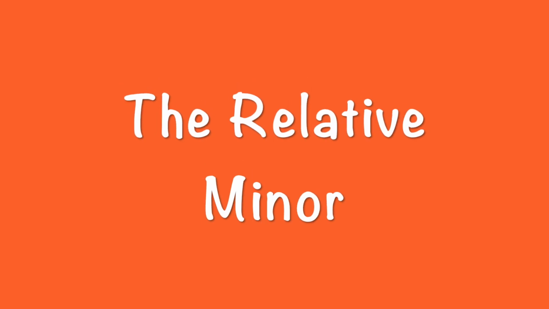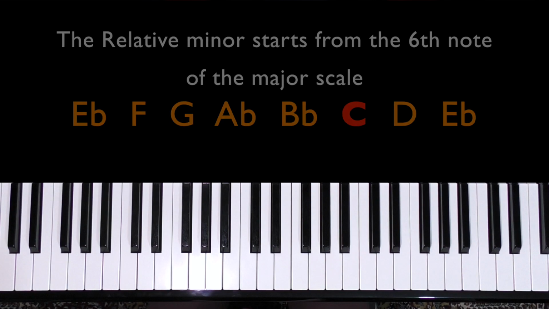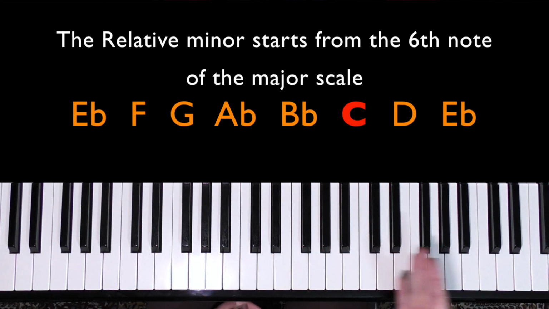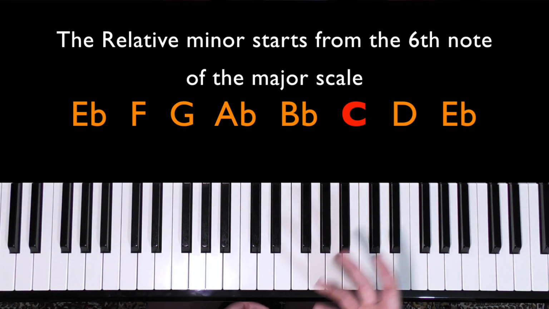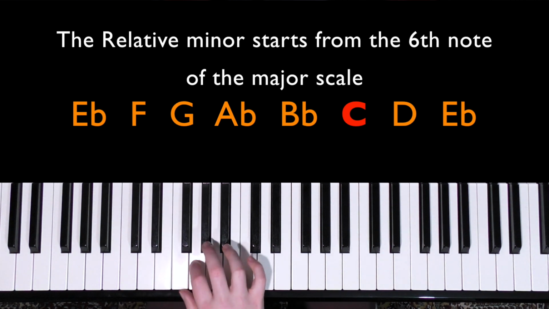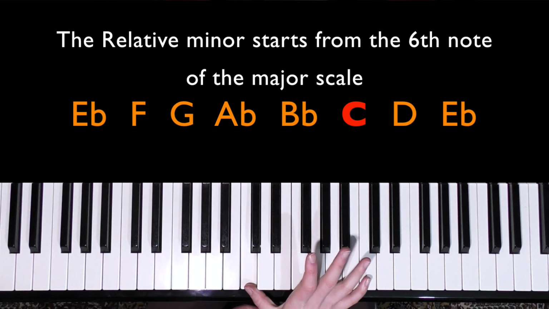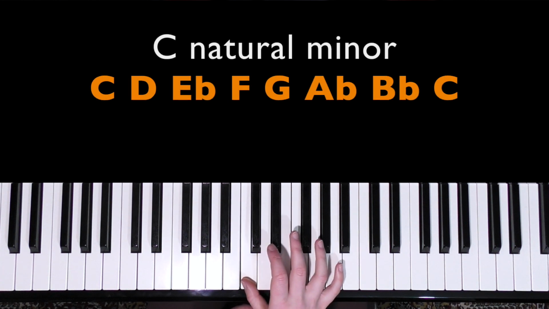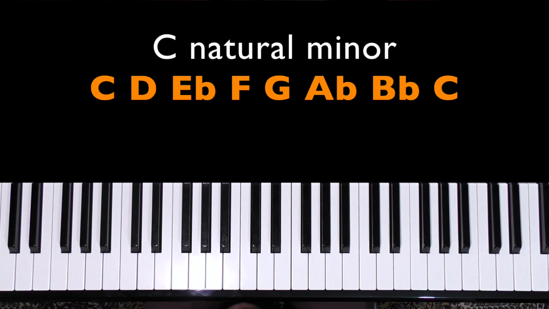Now let's look at the relative minor. So as we know, the relative minor starts from the 6th note of the major scale. So the minor scale that has the exact same notes as the major scale, the same key signature. So 1, 2, 3, 4, 5, 6, C. So C is the 6th note. So C minor is the relative minor to E flat major. They share the same key signature.